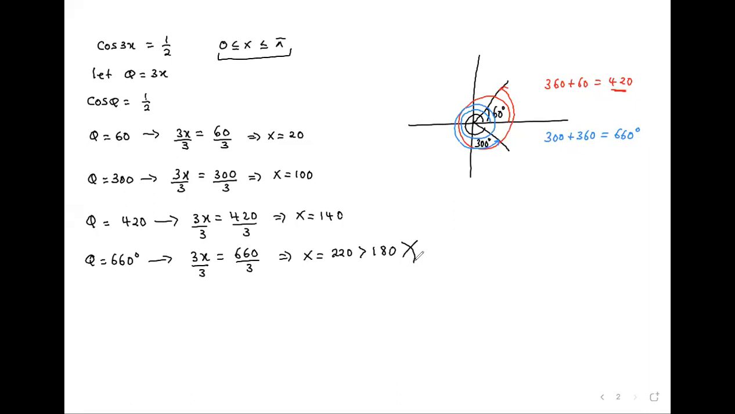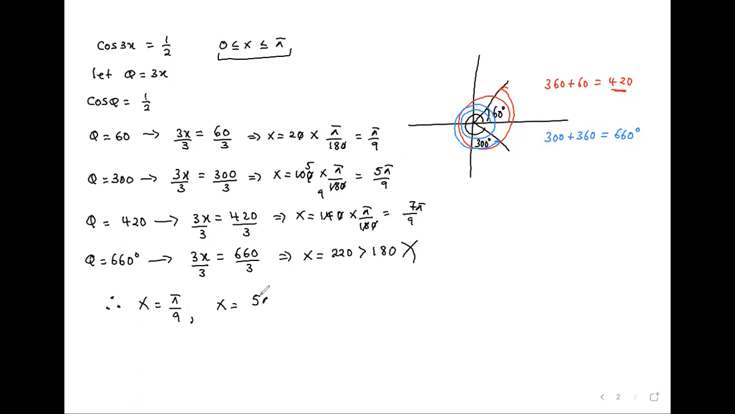We will present those three, but they must be radians. So you multiply by pi over 180, so that we get pi over 9. By pi over 180, so that we get 2 here, 5, 2 here, 9. We get 5 pi over 9. By pi over 180. Here, 7, 2 here, 9. So our solution: x is pi over 9, x is 5 pi over 9, x is 7 pi over 9.